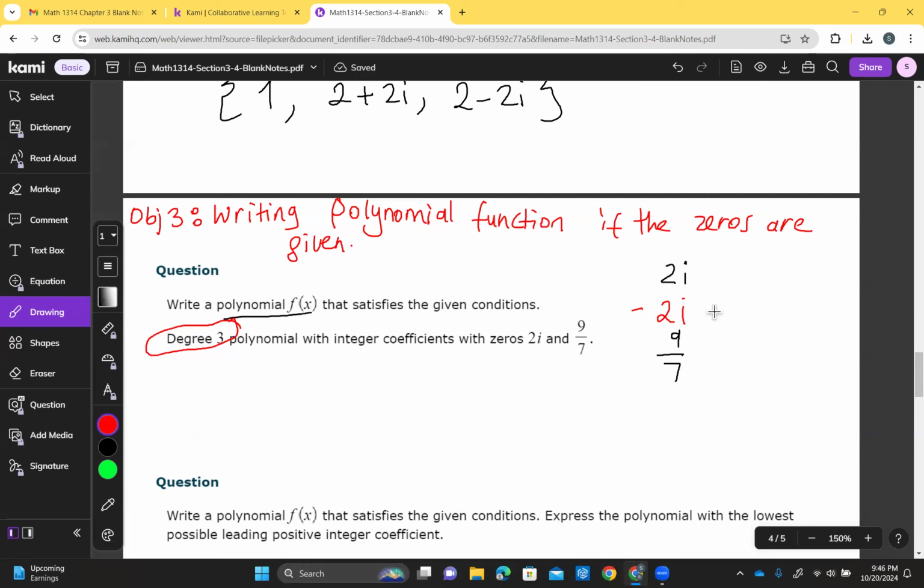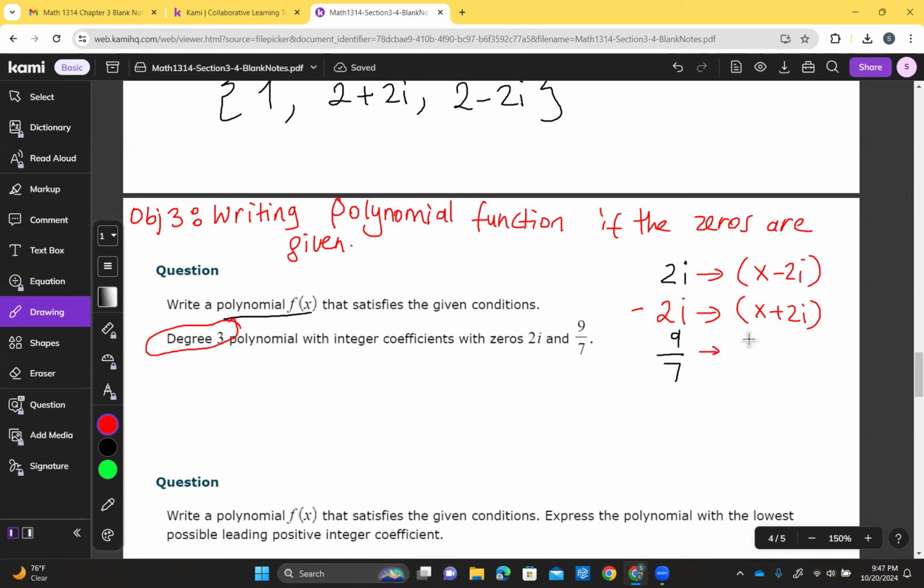So because you have to know this fact on your own, now you know that a degree 3 polynomial has 3 zeros, a positive 2i, a negative 2i, and 9 over 7. These are the 3 zeros, and we're going to find the polynomial. Now, if 2i is a zero, the factor associated with this is x minus 2i. So when you take it, set it to 0, x equals 2i is the zero. If negative 2i is a zero, the factor associated with this one is x plus 2i. Again, remember, these are always the same, just the sign is different. So when you FOIL them, you're going to get a nice function where the i's disappear.